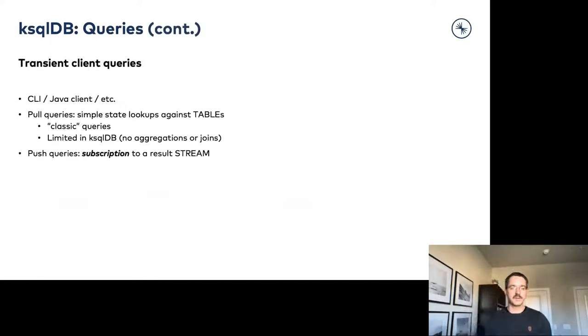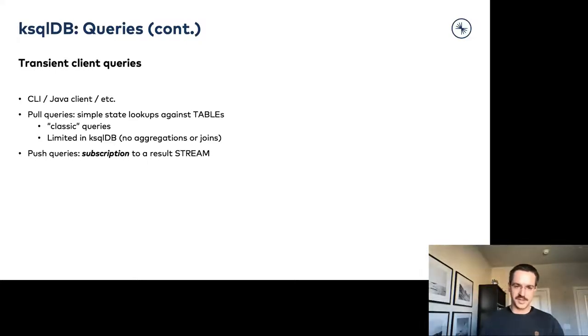However, we also support transient queries. We have a regular CLI where you can interact with ksqlDB. We also have a Java client library. There you can deploy a persistent query into the server, obviously, but you can also write transient queries that we call pull queries and push queries. A pull query is like a classic query. It's against a single table, and you can do state lookups and say, give me the current value of this row. At the moment, it's very limited. We don't support aggregations or joins on purpose, because for more complex aggregations, we would say, submit a persistent query to compute the output table, and then you just do light lookups into the table itself.